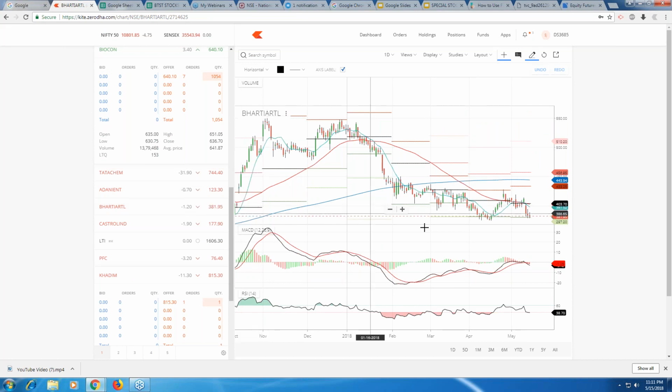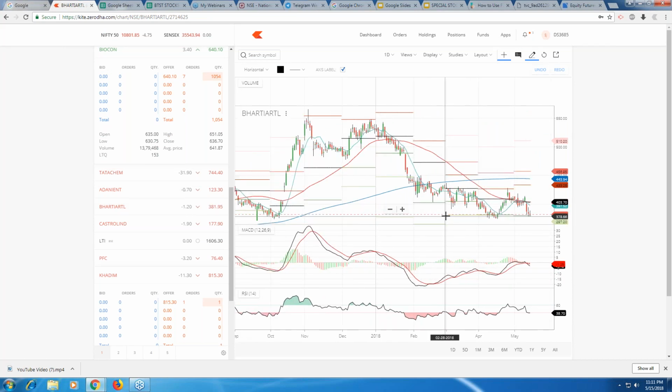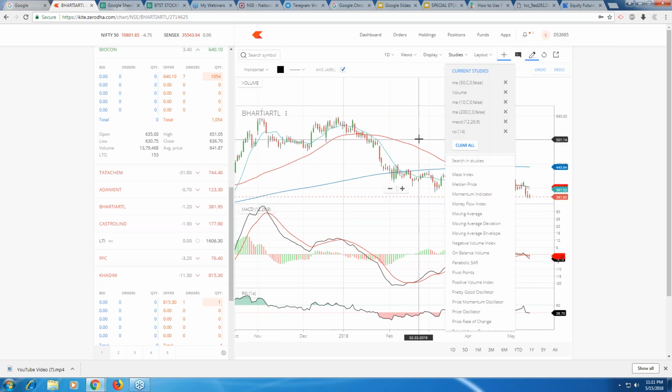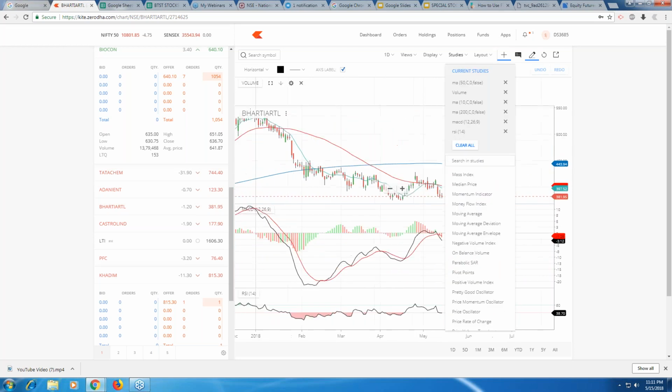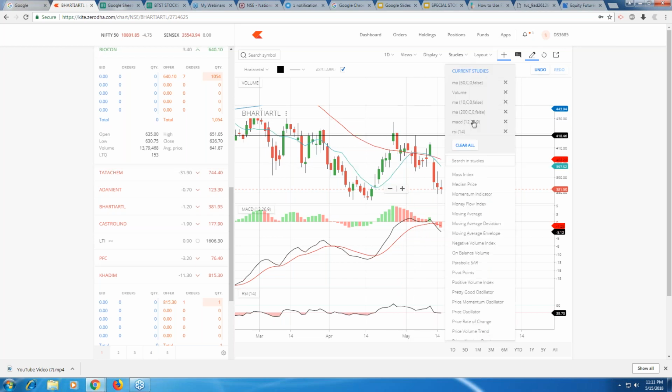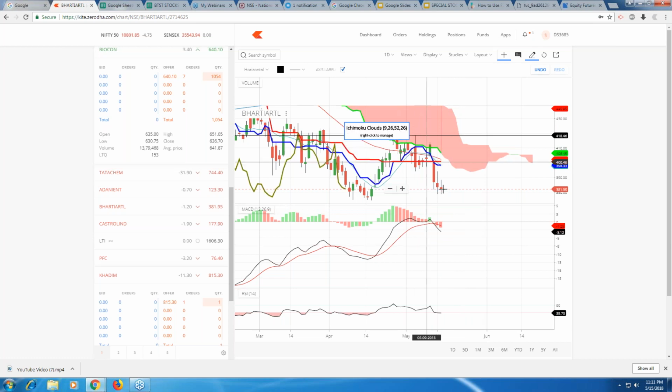Bharti Airtel, right? Look at the beautiful Bharti Airtel. Let me remove all these pivot points. They're creating unnecessary confusion. See here, the moving average itself is taking a resistance. Can you see this moving average? The 10 moving average is taking a resistance. MACD crossover, RSI crossover, and I have put the Ichimoku cloud also, and I could see that it is experiencing a resistance. And see the beautiful fall.